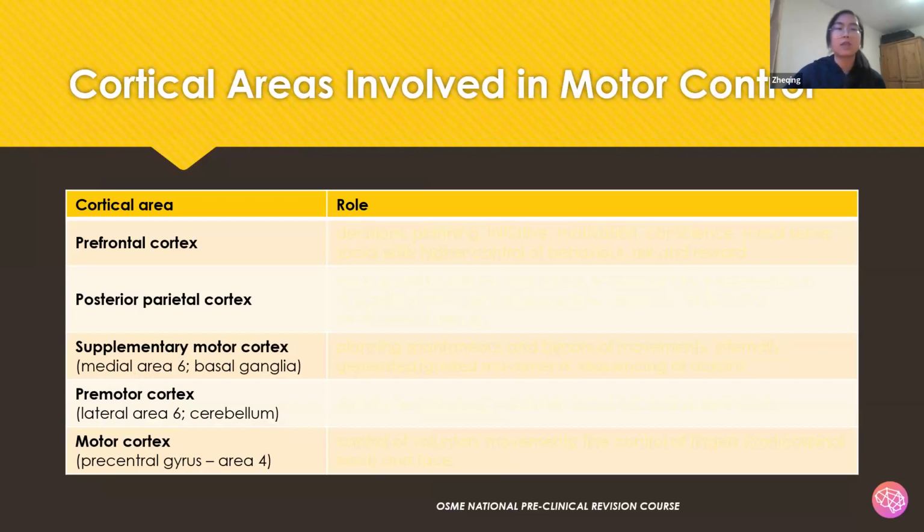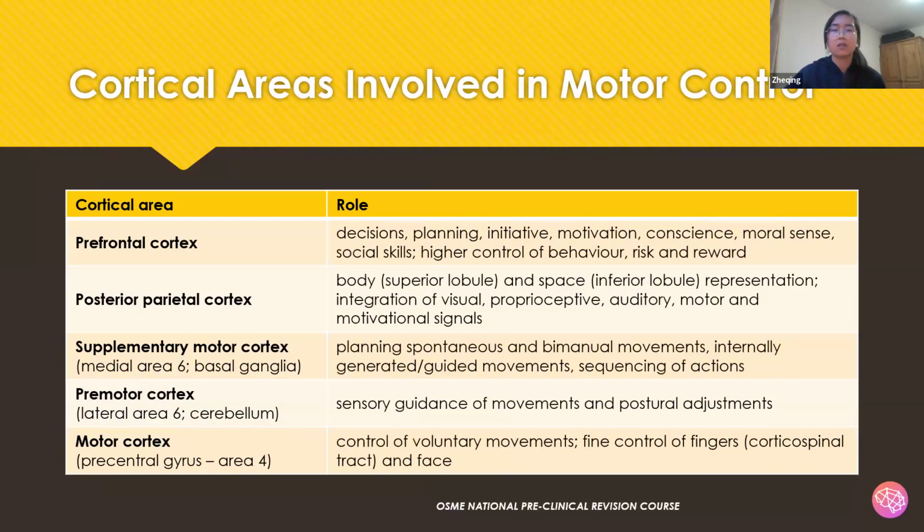In terms of prefrontal and posterior parietal cortex, they're not directly involved, but they signal to the motor cortex, if you know what I mean. First, the prefrontal cortex is more involved in higher control, so decisions, planning, motivation, stuff like that.